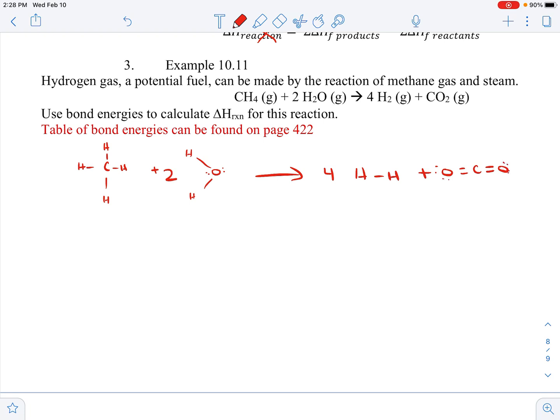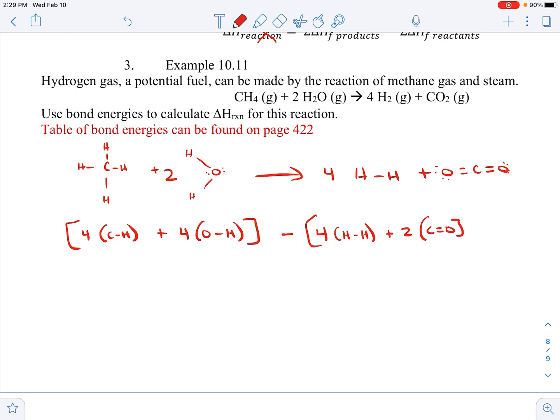So remember, we're taking bonds broken minus bonds formed. So all the bonds that we have broken, we have 4 CH bonds that need to be broken. We have 4 OH bonds that need to be broken. Everybody see why 4? There are 2 per water molecule. Then we're going to subtract 4 HH single bonds, and then we have 2 CO double bonds. That shouldn't be a bracket, that should just be parentheses.